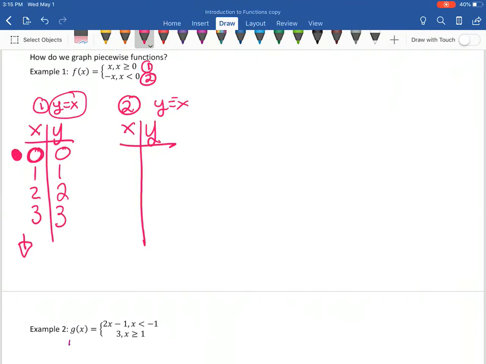Now for piece 2, I have the function negative x. Sorry, I was getting sloppy there. Let me fix it.